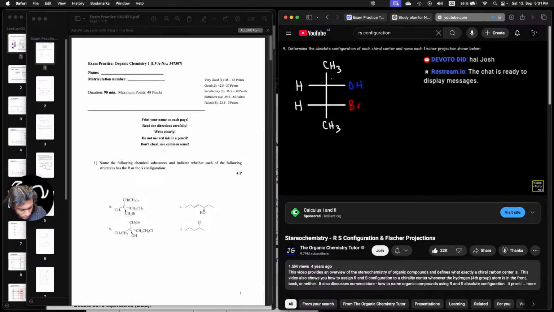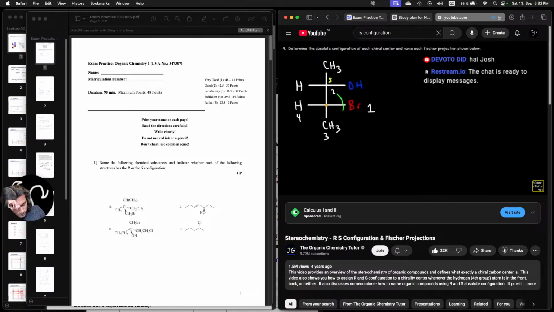So we have the S configuration for that chiral center. Now for the next one, we're going to focus on this chiral center. Bromine is going to be group number 1. It has the highest priority. Next, we're comparing the methyl group with this group. So we have carbon to carbon, and then hydrogen to oxygen. Oxygen wins. So this entire group is going to be number 2. Methyl is 3, H is 4.